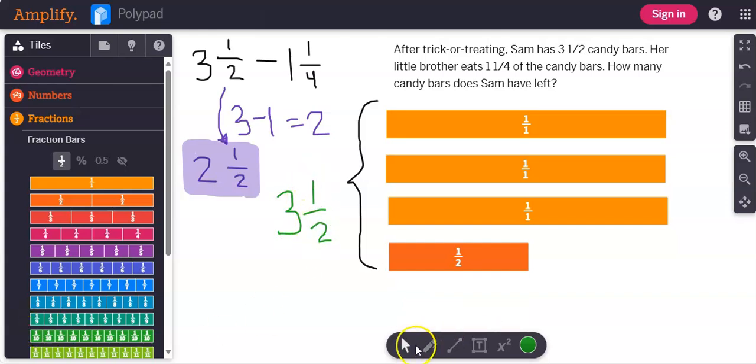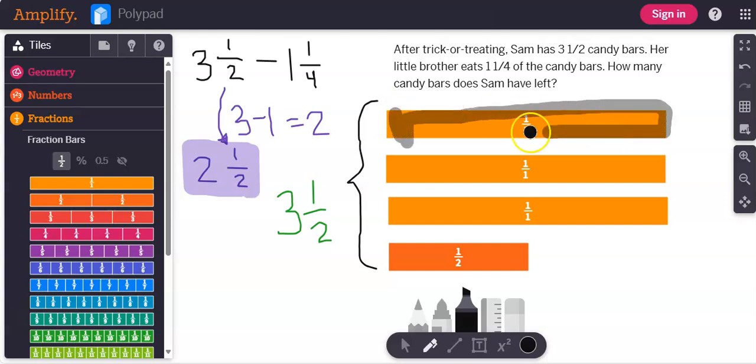Now we want to think about the candy bars that her brother ate. So, we know that he ate 1 1/4 of the candy bars. Looking at that number, we can see that he ate 1 whole candy bar. And we can represent that pretty easily just by shading in this 1 whole candy bar over here to represent the 1 candy bar he ate.